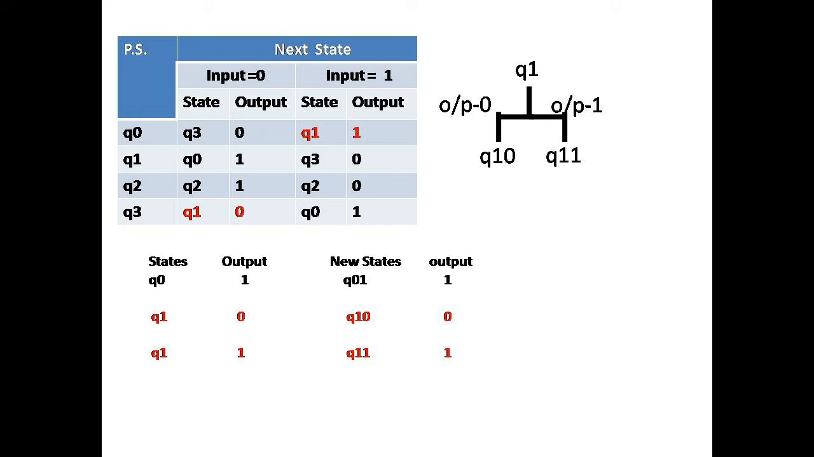Whenever a state gives two different kinds of output, then you have to split that state into two states. Split Q1 into two states, which I will call Q10 and Q11, because Q10 is used for output 0 and Q11 is used for output 1.